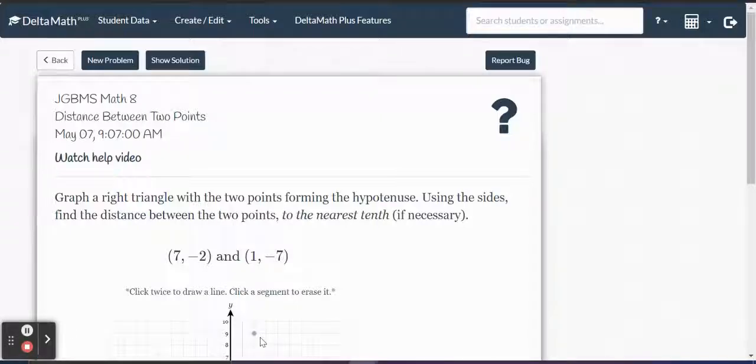In today's video, we're going to be calculating the distance between 2 points on a graph. And how we're going to do that is we're going to draw a right triangle on a graph and use the Pythagorean theorem to solve for the distance.